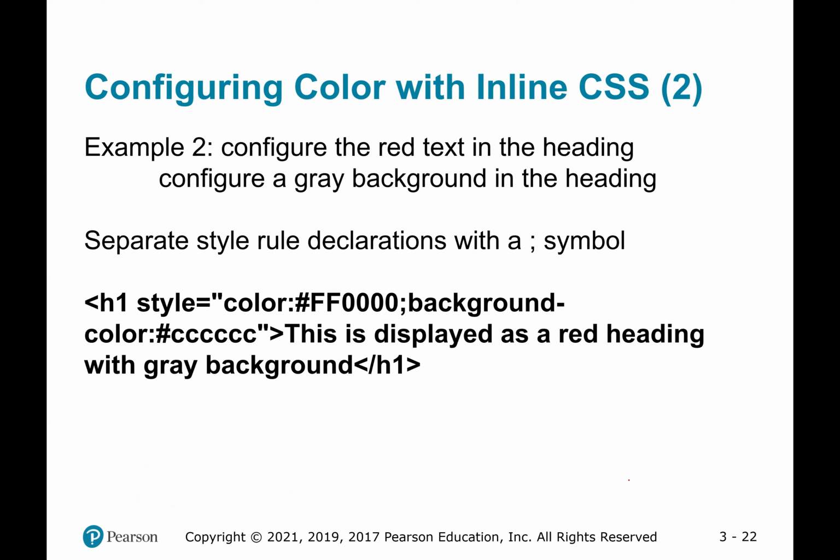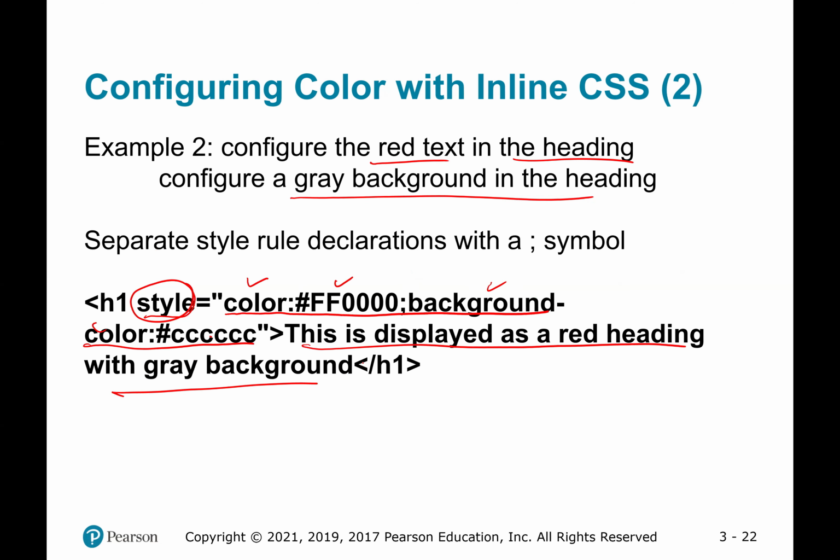Say another example, we want to configure red text in the heading with a gray background, right? So in that case, you see we have this style attribute, and then we have this declaration, right? So this whole thing. And this is semicolon separated. So first declaration says color, this is font color is going to be red. And the second declaration, background hyphen color. So background color is going to be gray, right? So this will show this text in red with a gray background.